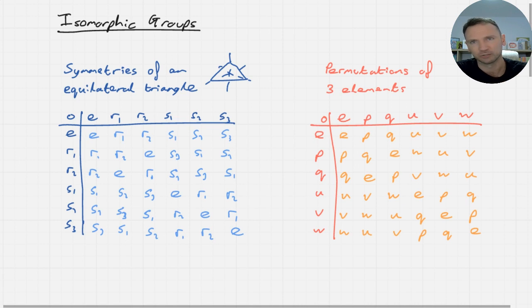Then we're looking at composing these. So what happens if we do a rotation followed by reflection and so on. And that's how we're getting our Cayley table on the left here.